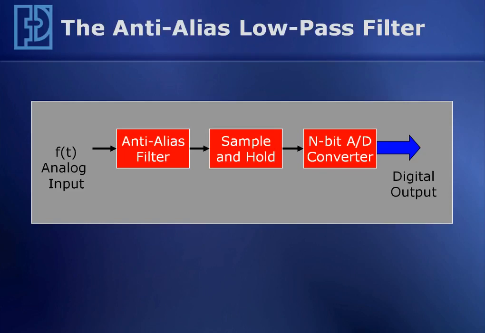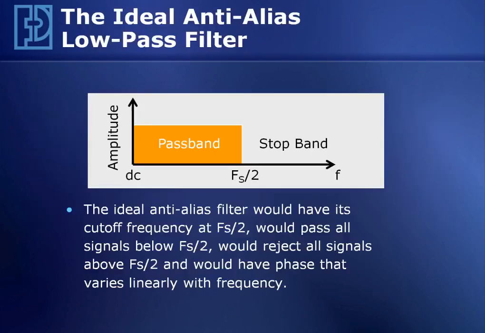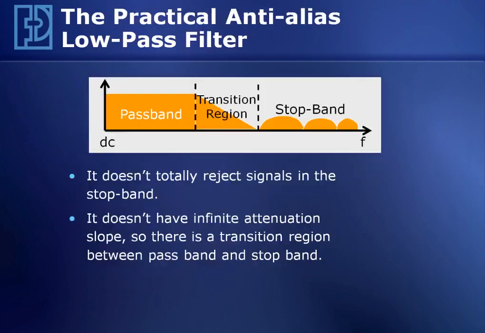So in our block diagram of our digitizer, we now have an anti-aliasing filter on the front end that will sufficiently attenuate any spectral content in our analog input signal, F sub T, such that it will not alias and corrupt our in-band measurement. The ideal anti-aliasing filter would look like a brick wall. It would have a perfectly flat passband up to the cutoff frequency. It would have infinite attenuation slope, where it reaches a stop band at half the sampling frequency and then has infinite attenuation above half the sampling frequency. In addition, it would have phase that varies linearly with frequency. However, such a filter is not realizable.